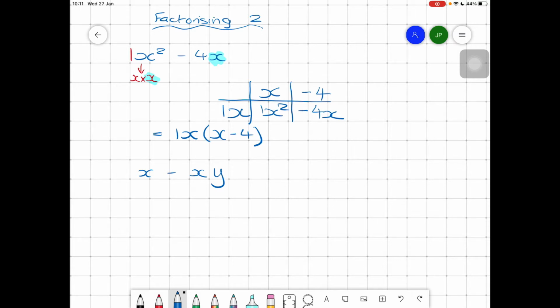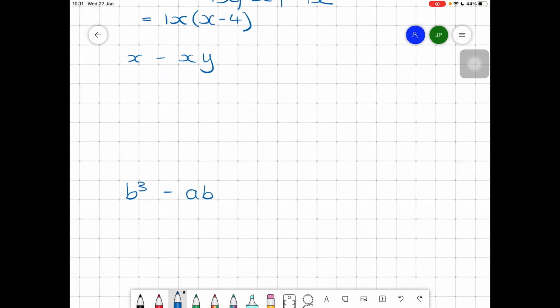Okay, so if I have a look at the next one, I've got x subtract xy. So again, I can put my ones in if I want to, just to make it a little bit clearer for me. I can't take out a highest common factor of a number, okay, because the highest common factor of 1 and 1 is still just 1. But I have an x that appears in both. If I've got a letter that appears in both, I can take out that letter. That can be my highest common factor. So when I come back to my grid again, same as before, I can take out an x.